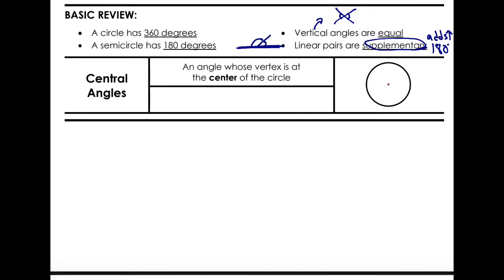Now, central angles are huge in this unit. A central angle is an angle whose vertex, remember, that's the pointy part of an angle, is at the center of a circle. So if we put the vertex at the center of the circle, it would look like that. That is a central angle. I can make another central angle. I can make several central angles, but I'm just going to put one for the point here. But notice the vertex is on the center of the circle. That makes it a central angle. Center, central, center, central.